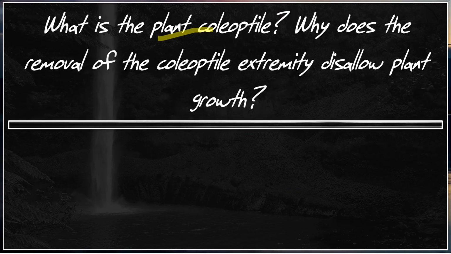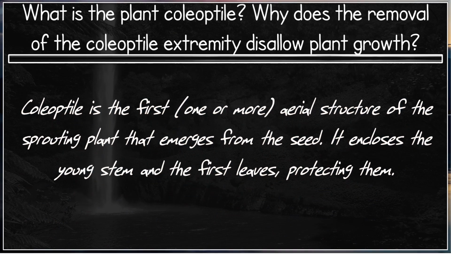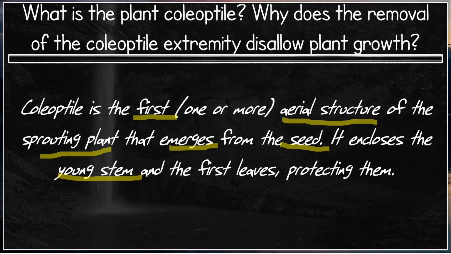What is the plant coleoptile? Why does the removal of the coleoptile extremity disallow plant growth? Coleoptile is the first helio-structure of the sprouting plant that emerges from the seed. It encloses the young stem and the first leaves, protecting them.